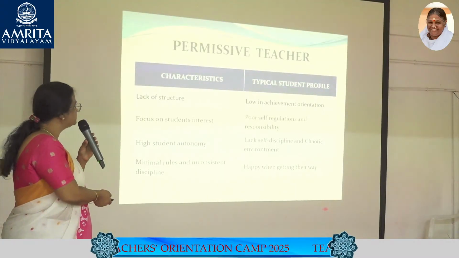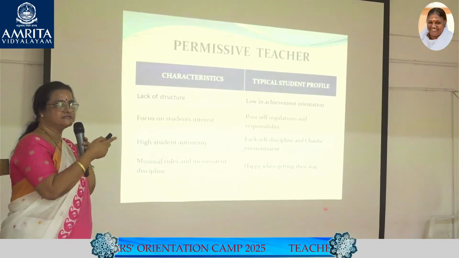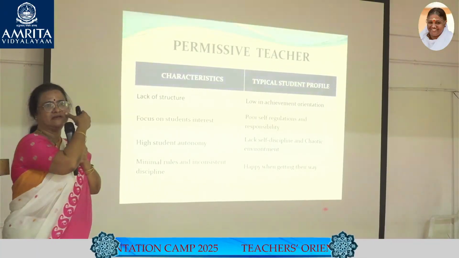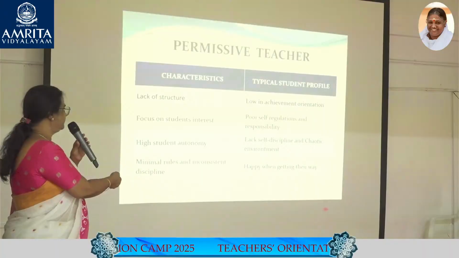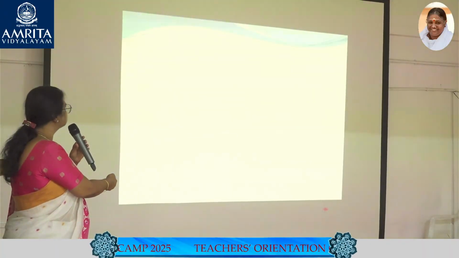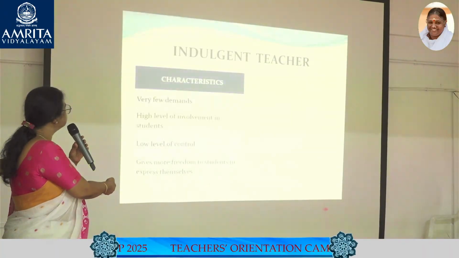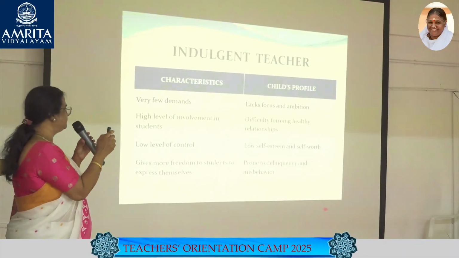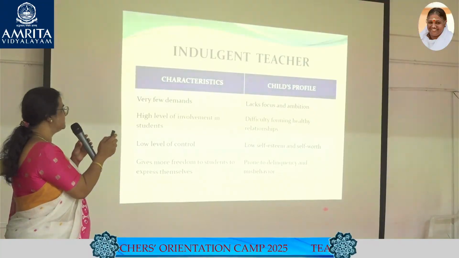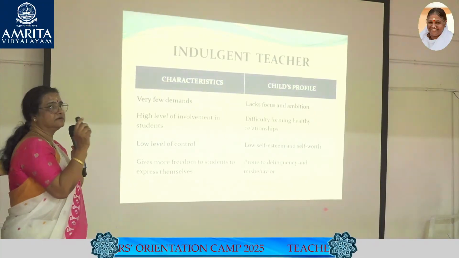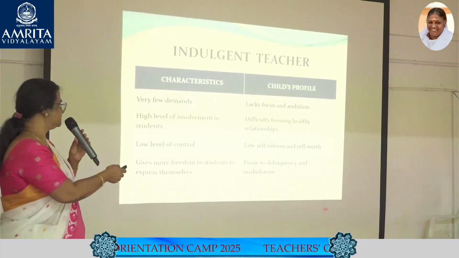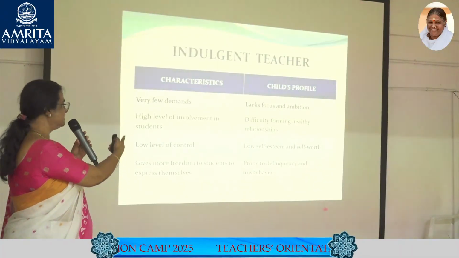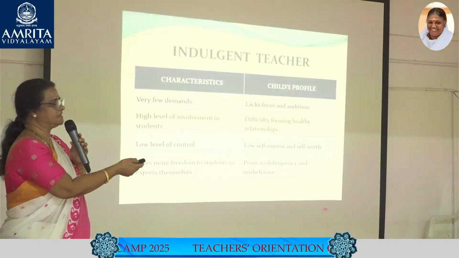If you are a permissive teacher, that's what I said. If you are really lenient, they will not have any discipline, lack of control will be there. Okay, but they will be very happy in the class. If you are an indulgent teacher, you don't have any demands, low level of control for you and low self-esteem and self-worth for the children. They don't have any focus and ambition. It will be like that. And misbehavior also, prone to misbehavior. The delinquency also means the same, misbehavior.